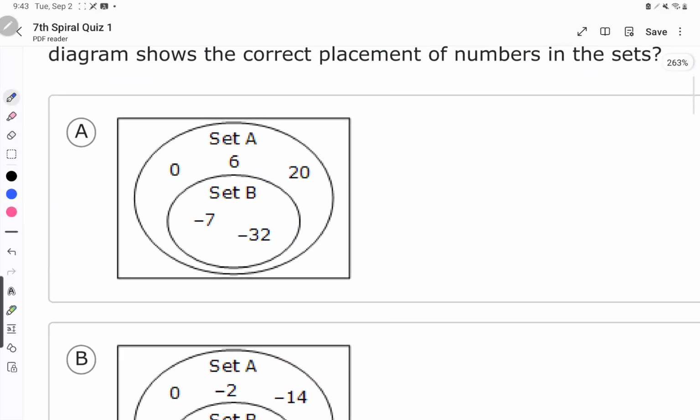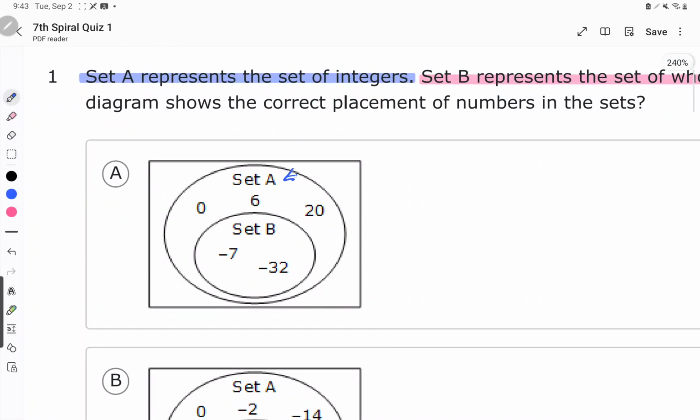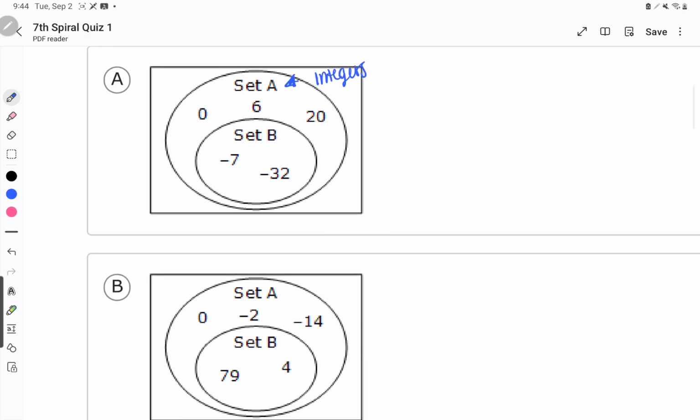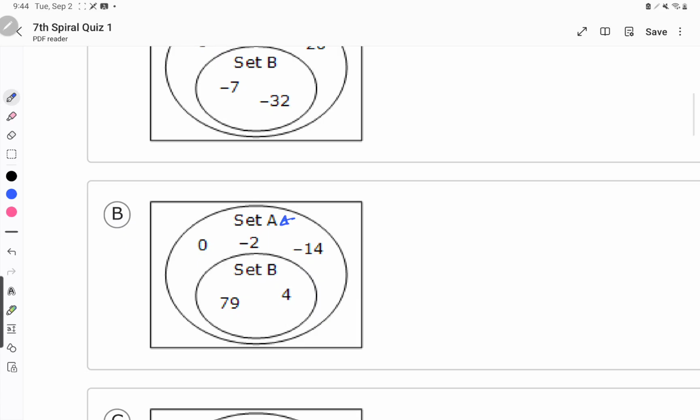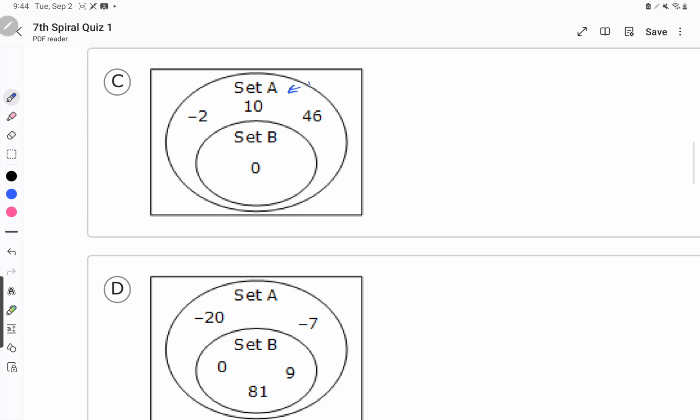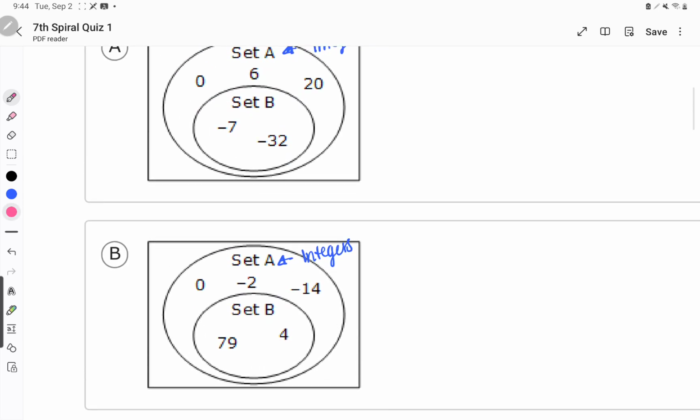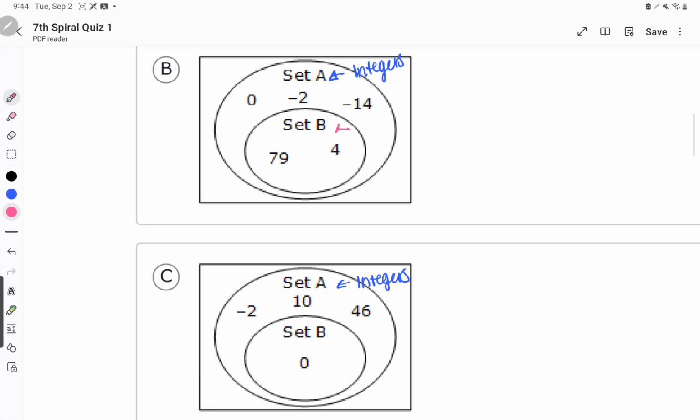So the first thing I'm going to do is make sure that I label sets A and B so that I know what I'm looking at. All of set A, I'm going to label with integers. Then all of set B, I would write whole numbers next to that. That just helps your brain not look at set A and set B, but instead know exactly what it's looking at. So we've got integers and wholes.